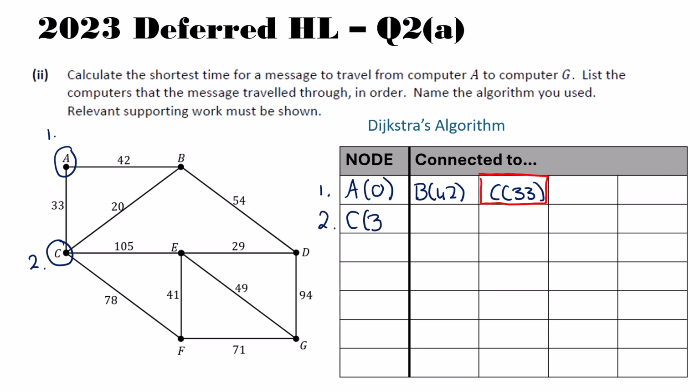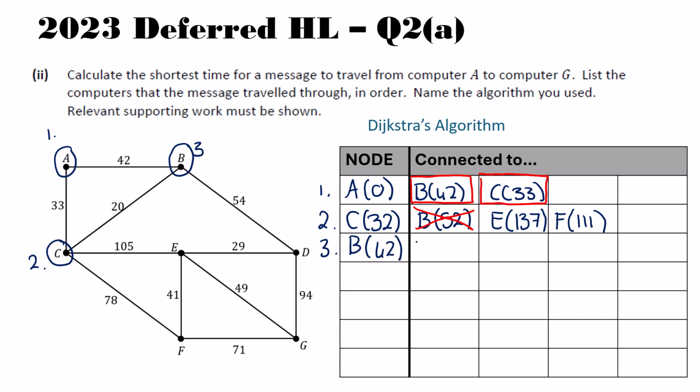So C is 33. C is connected to B with a total of 52. C is also connected to E with 137. It's also connected to F, and that is 33 plus 78, which is 111. However, we are not going to use this B because it's too big. Our next smallest value is our B, which is 42, and that locks in node 3. So node 3, that's B, and it's 42.